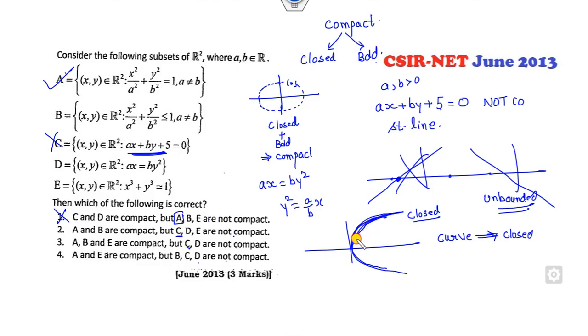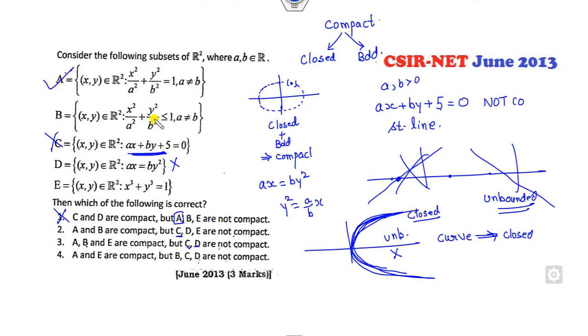You can see that because y square is there. This is unbounded. Once this is unbounded, it means it is not compact. So D is not compact. So that's fine. Now we can check about the B.